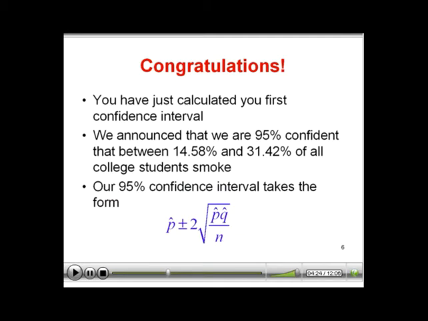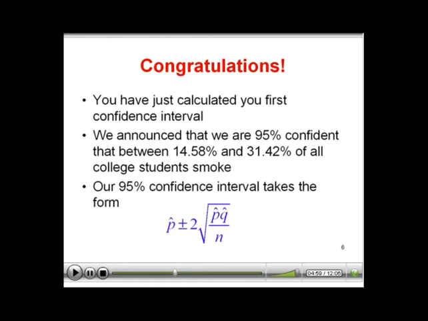So what is a confidence interval? It's not a single number, but rather a range of values. In this case, the range was from 14.58% to 31.42%. And there is also a statement of how sure we are that our proportion is in that range. In this case, 95% sure. This 95% is called the confidence level.